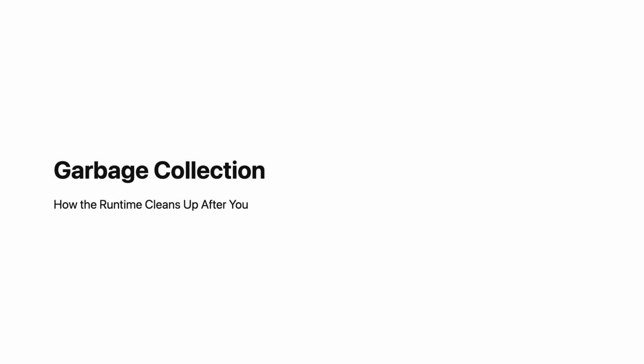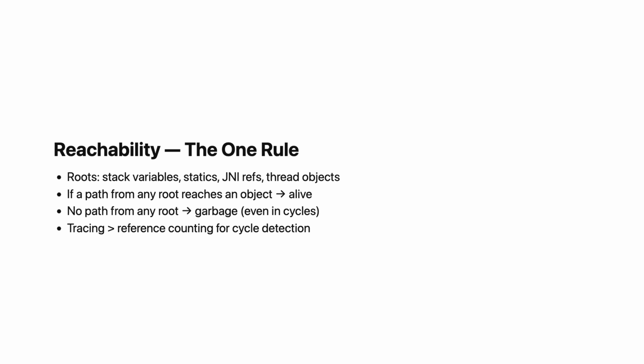So how does the garbage collector know which objects are still needed and which ones are trash? It uses one beautifully simple idea called reachability. Think of it like this. Imagine your app's memory as a giant room full of boxes connected by strings. Some of those boxes are nailed to the floor. These nailed down boxes are called roots, or the root set. A root is any reference the runtime knows about without having to search for it.